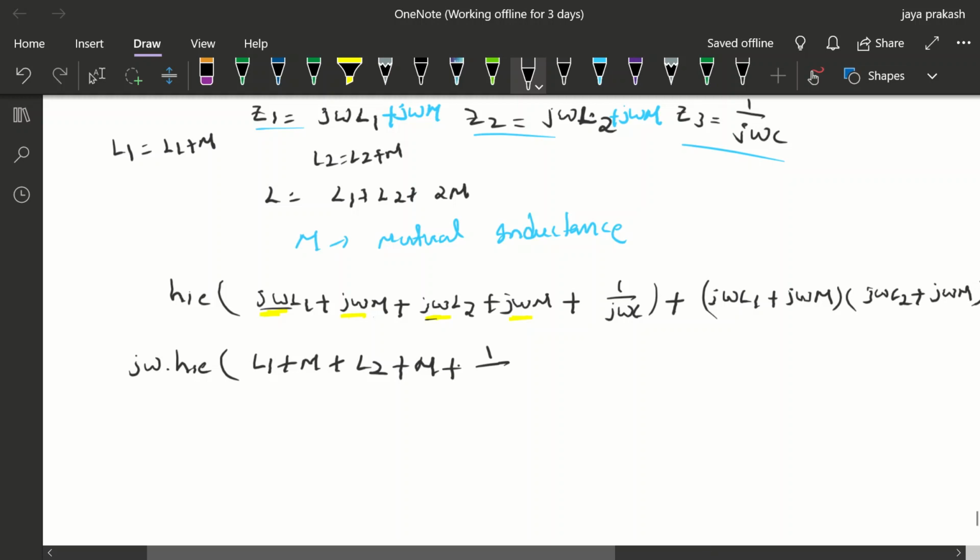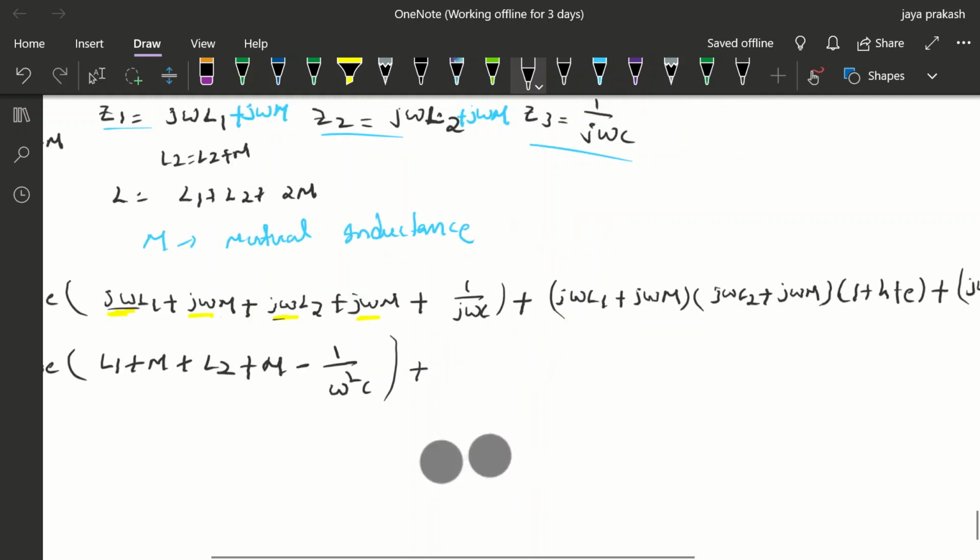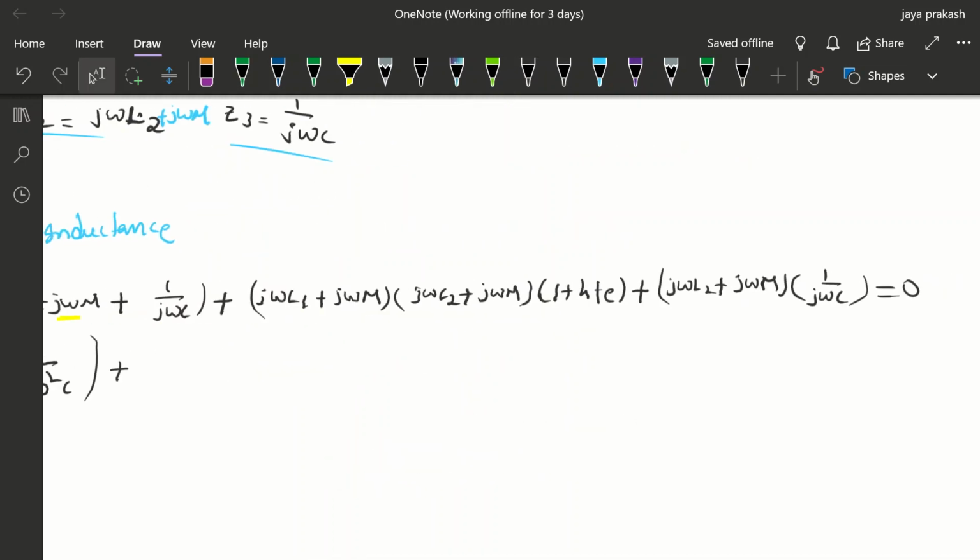I have taken the j omega as common, so it will become minus omega square c. Okay, plus from out of these two, see this term is common in between these two, so I am taking that one as common from those two.